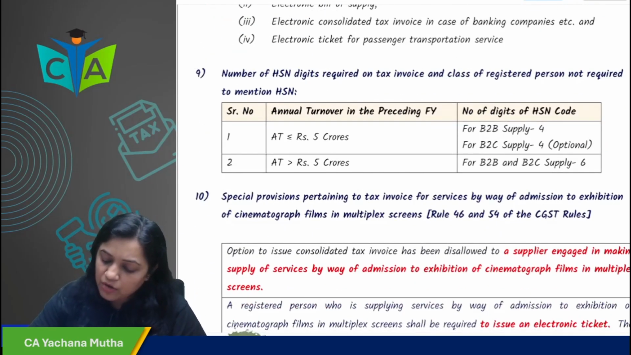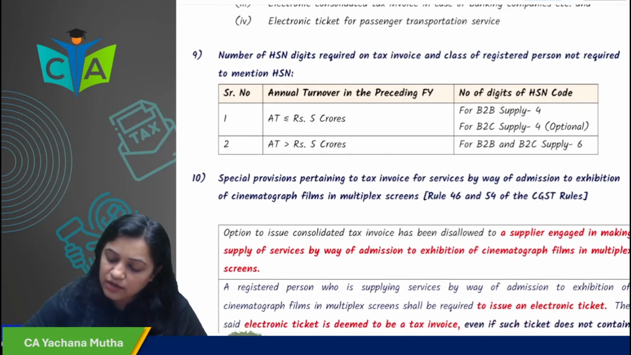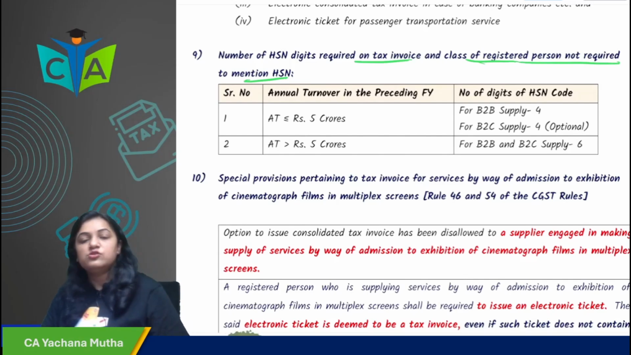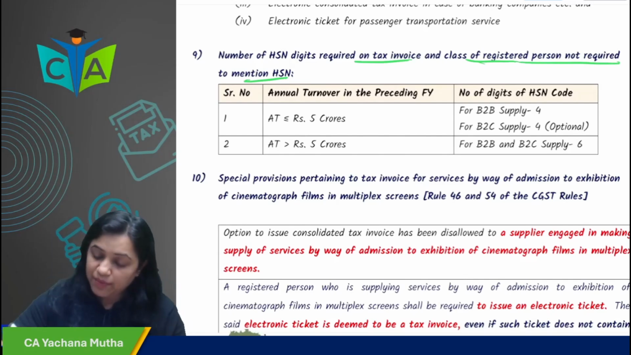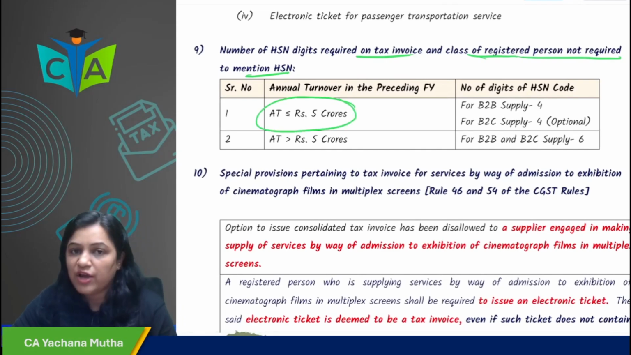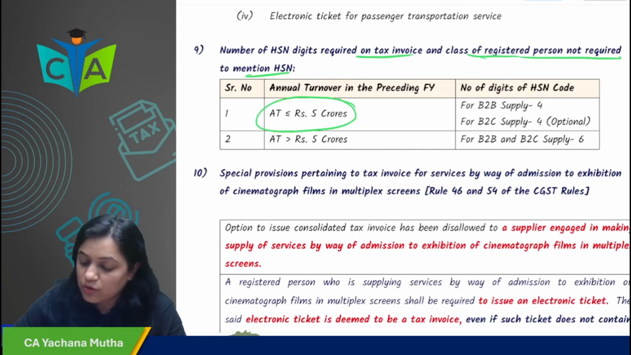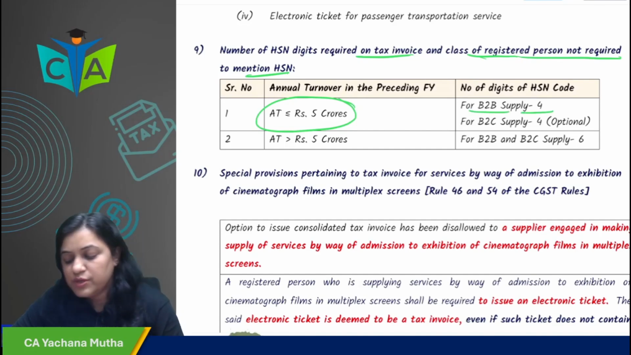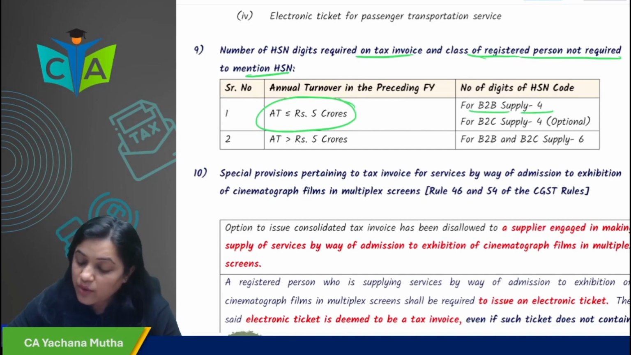Then the number of HSN digits required in a tax invoice, and the class of registered person not required to mention HSN. So it will depend upon your turnover. Okay. If the turnover is less than or equal to 5 crore, then in case of B2B supply, only 4 digit HSN is required. In case of B2C supply, 4 digit HSN, but it is again optional.